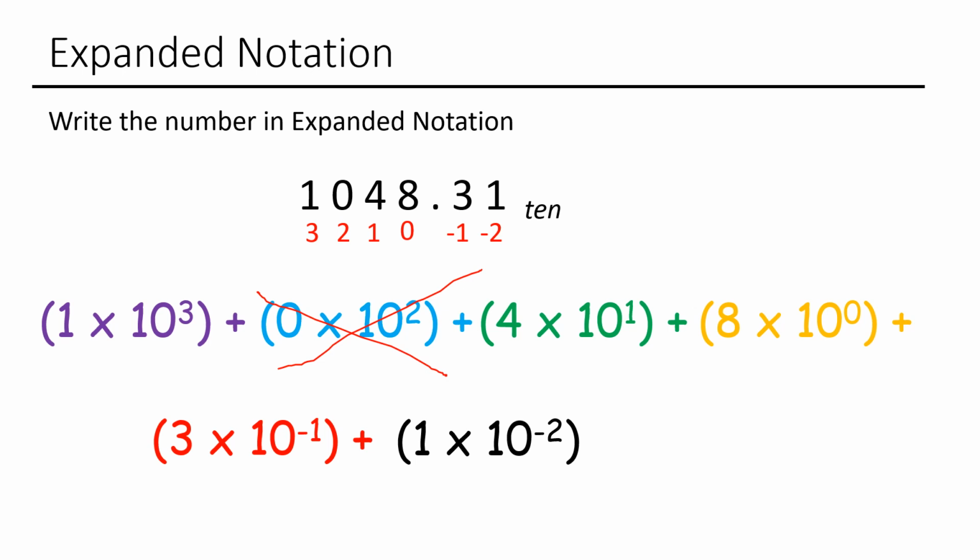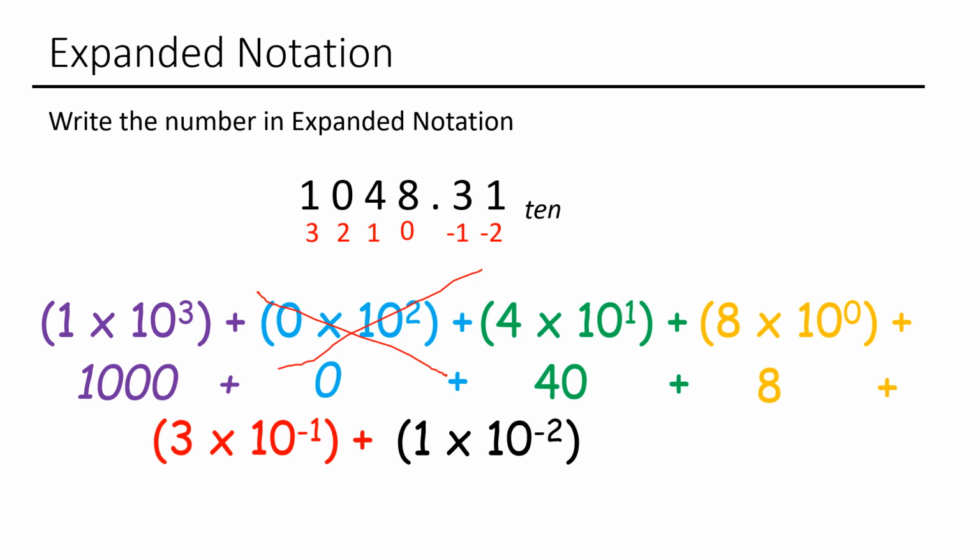But just to prove how this actually works, you can multiply all this out. Like this first example, 10 to the third would be 10 times 10 times 10, which would be 1,000. 1,000 times 1 is 1,000. The second is 0. 4 times 10 to the first is 10. 10 times 4 is 40. Remember, 10 to the 0 is what number? I hope you said 1. And then 1 times 8 is 8.